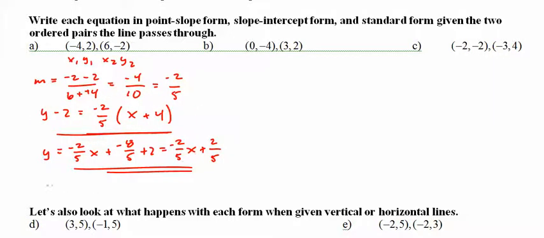So I'll do it with the bottom one. 5y equals negative 2x plus 2. Move it over. 2x plus 5y equals 2. That's the only time I'm going to do standard form. It's not really necessary. I would pause this and try this on your own. See if you can do it.